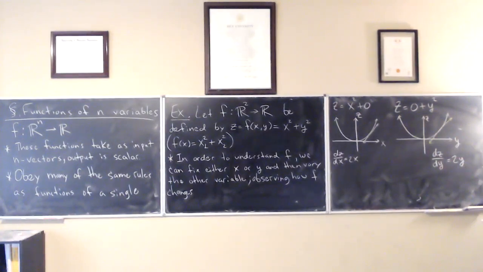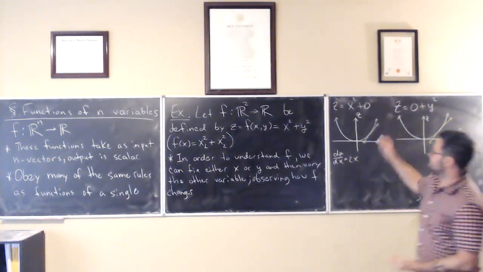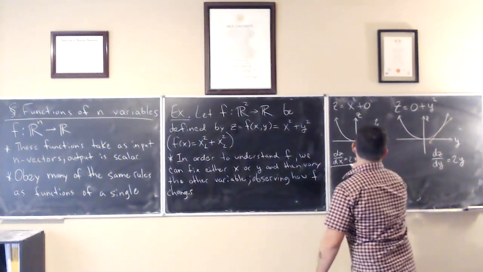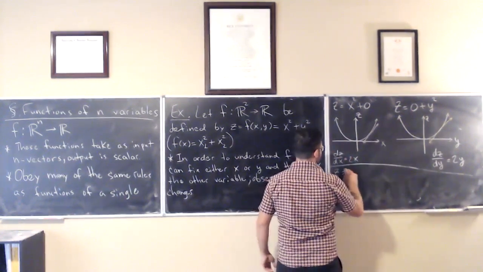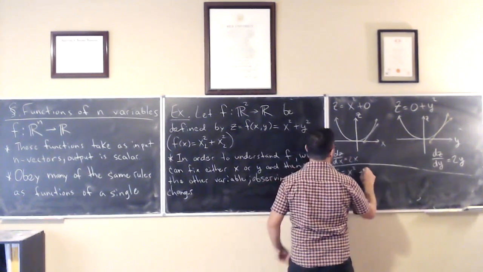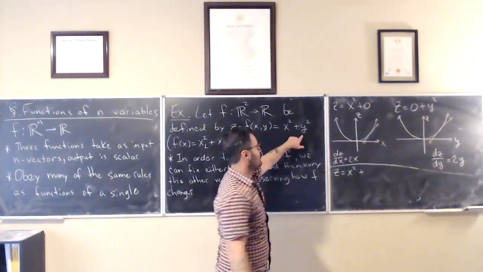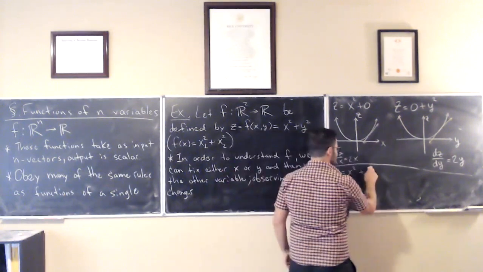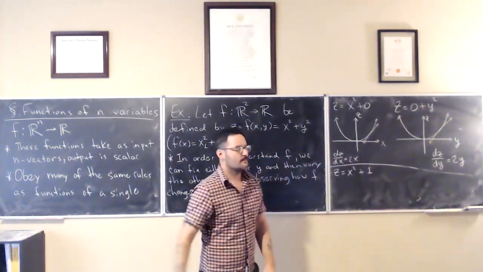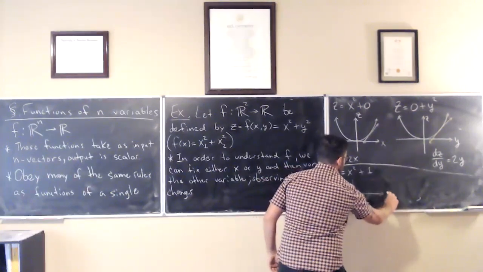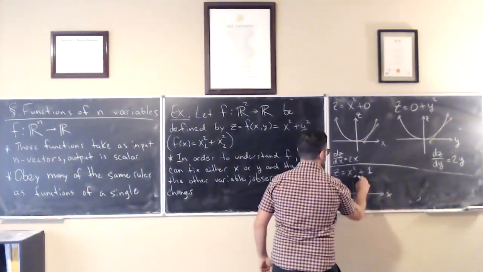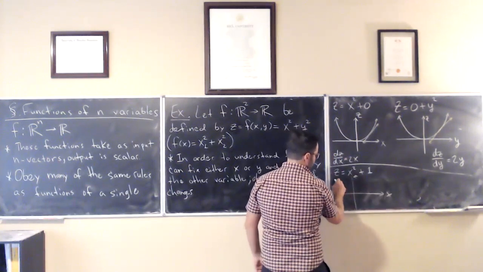So what about when z is equal to x squared plus y squared and y is equal to 1? Well, then if we plot this again, here's x, here's z. If we plot this, then it's a parabola raised up by 1.